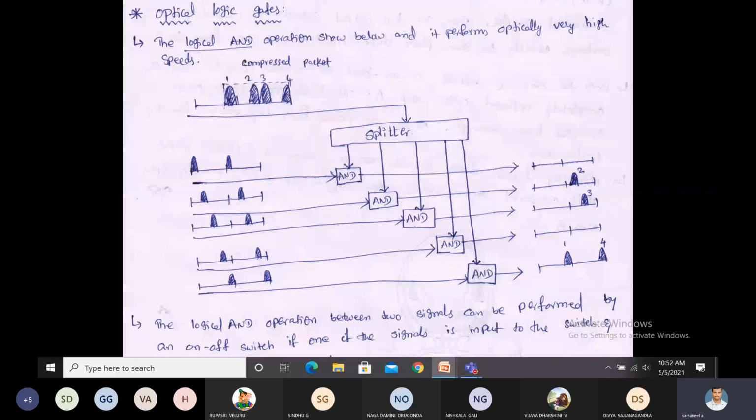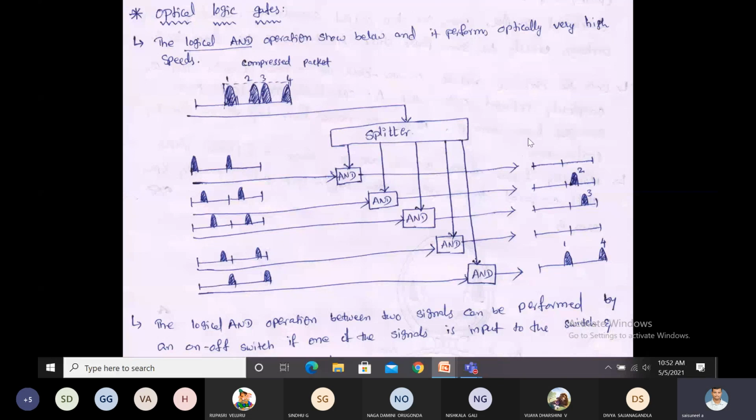In the second input for the AND gate, see this one: this period is on, but there is no pulse, that's why it is 0. But here the second pulse, that is the second bit period, the signal is present here and also present here. That's why 1 1 gives us 1. Likewise, the ANDing operation can be performed together. This is the logical AND operation.